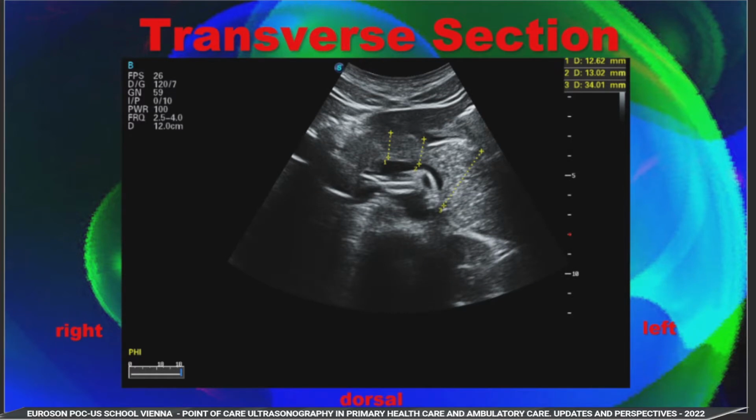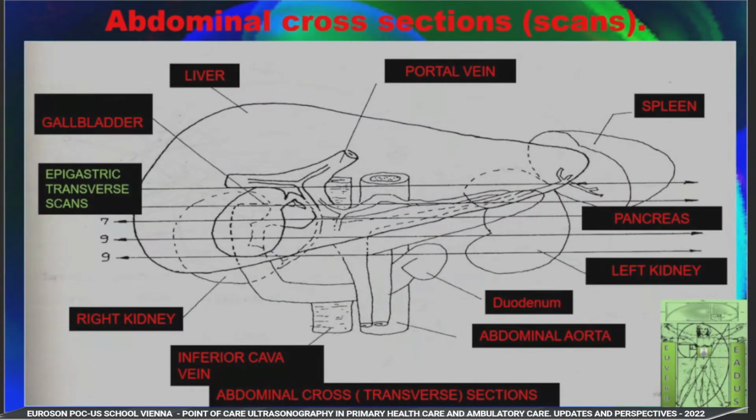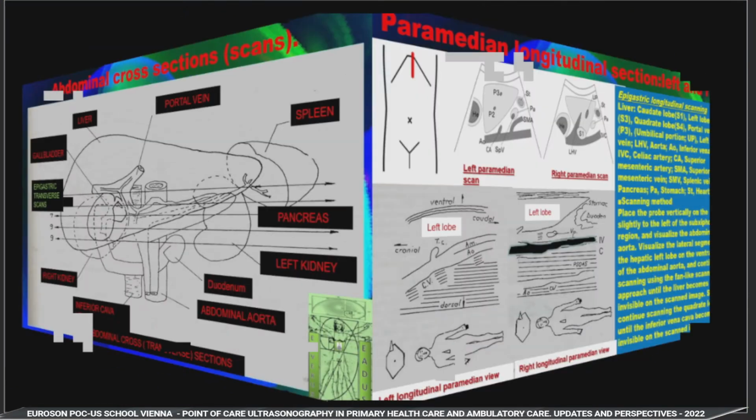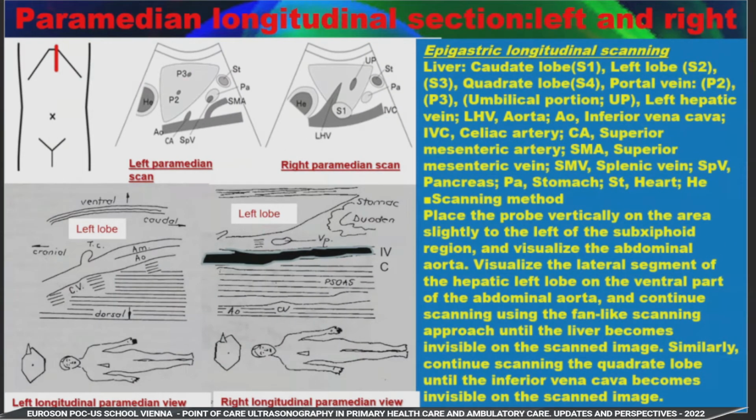You can find here the pancreas with the head, with the body, with the tail of the pancreas, the splenic vein, and also the mesenteric artery presence like a ring. And this is some abdominal cross section. It depends on the position of your probe on the zone of the epigastric region.